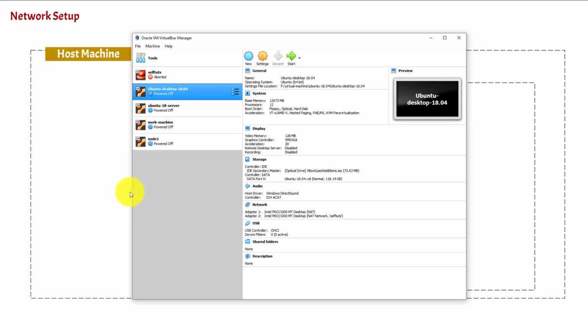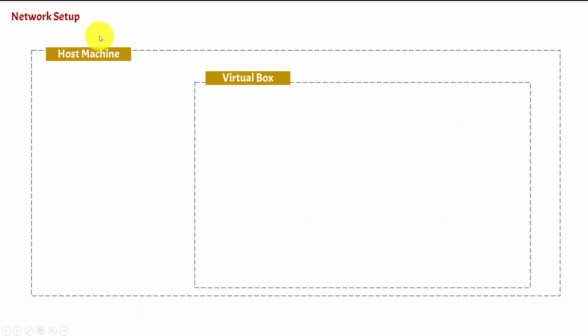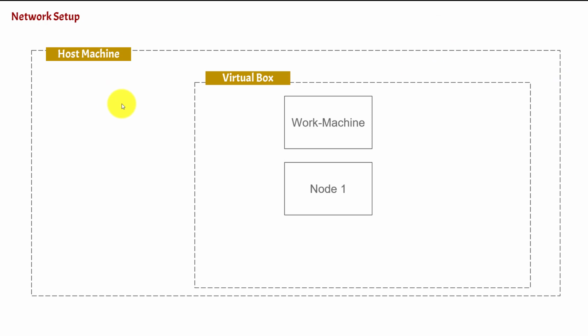This VirtualBox creates an interface, or a boundary, inside this host machine. We have the work machine, which is a virtual machine. We have node 1 and we have node 2. We have not created node 2 in the last video, but we'll create it in this video. So let's say we have these three virtual machines inside VirtualBox. They are inside this boundary. They are not directly connected to the host machine. The virtual machines are encapsulated inside this VirtualBox layer.